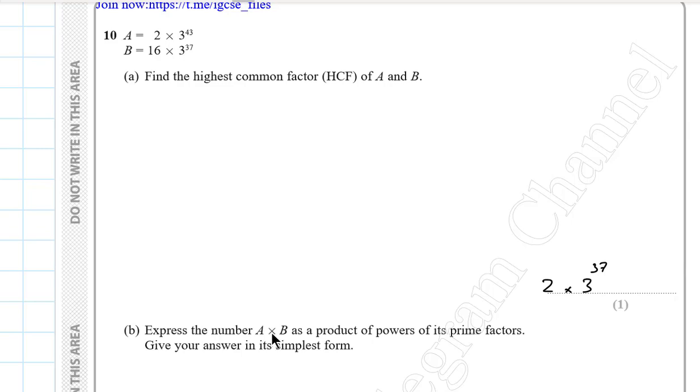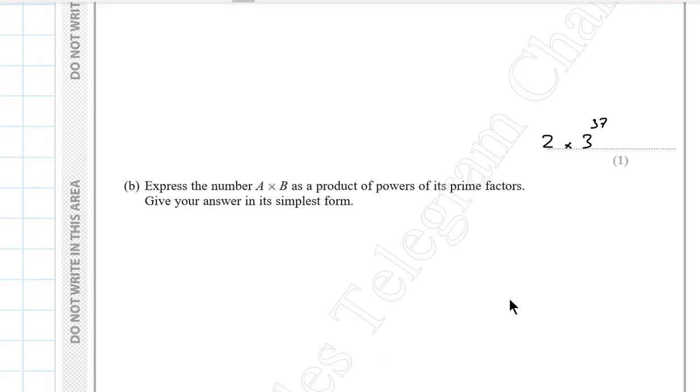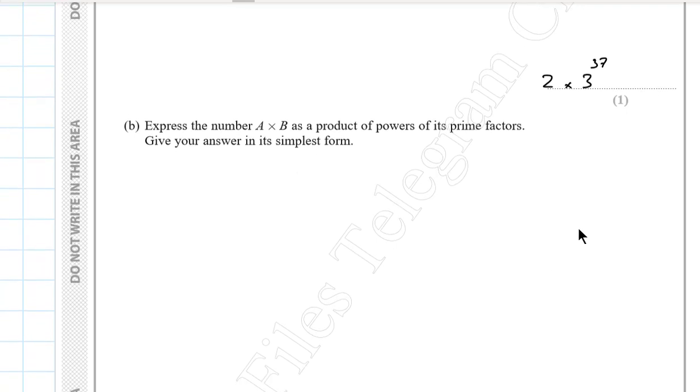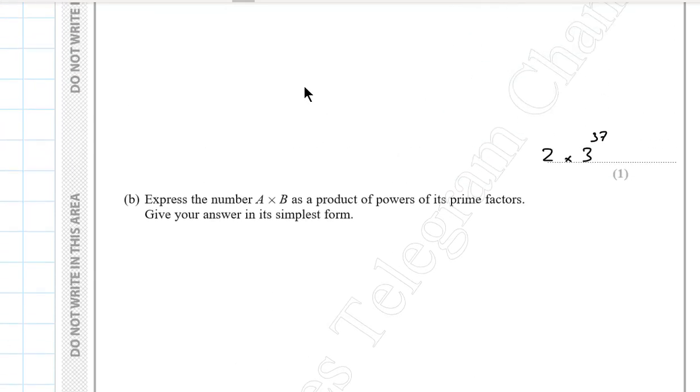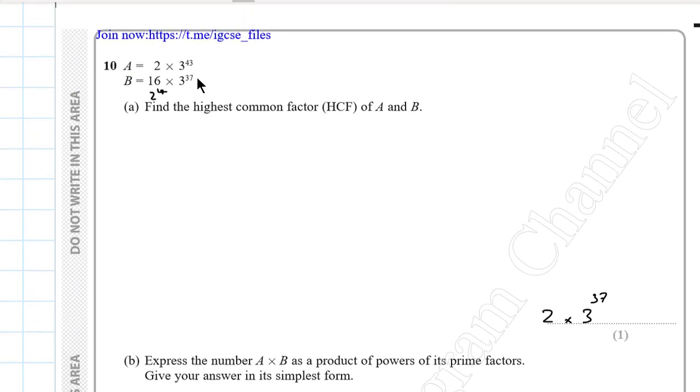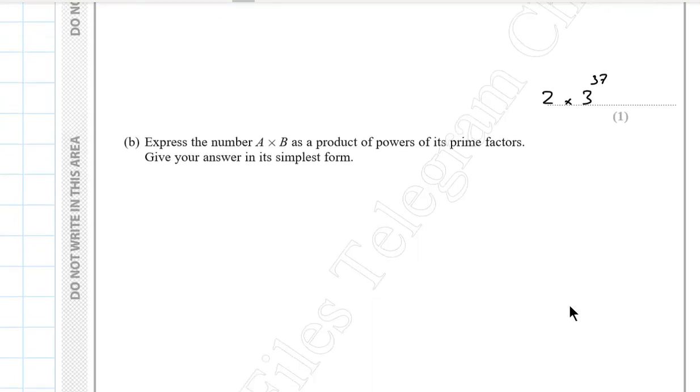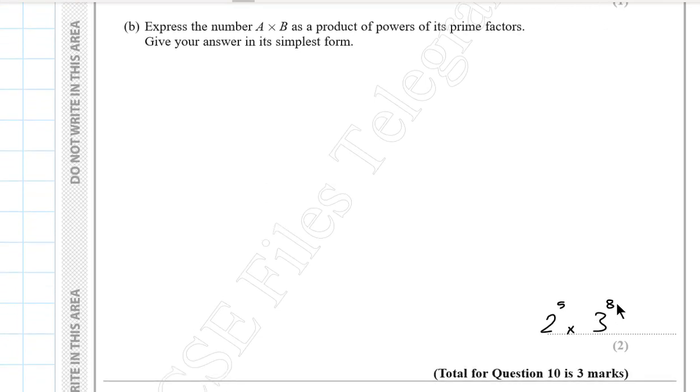Express the number A times B as a product of powers of its prime factors. Give your answer in its simplest form. Okay. 16 can be written as 2 power 4, as you know, of course. So for the 2's we have 2 and 2 power 4, which is 2 power 5. Their product is 2 power 5. And then we have here 2 power 5 multiplied by 3 to the power. We should add the powers, of course. 43 plus 37 will be 80. So 3 to the power of 80.